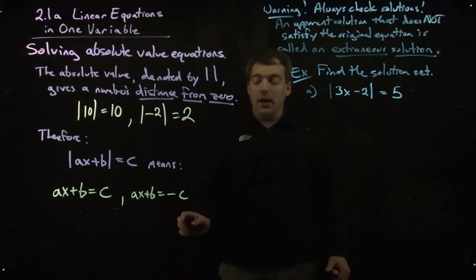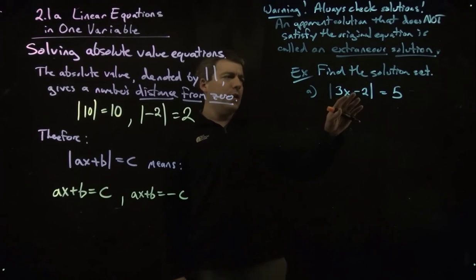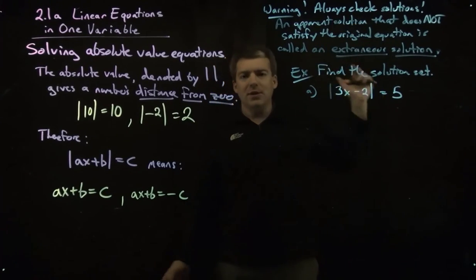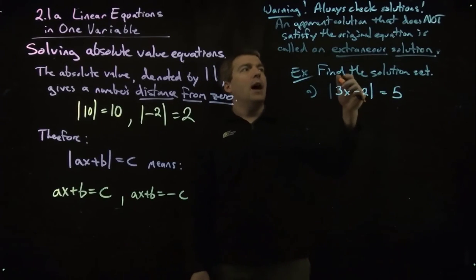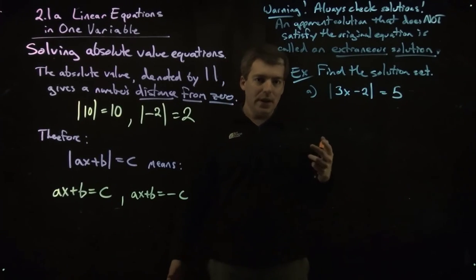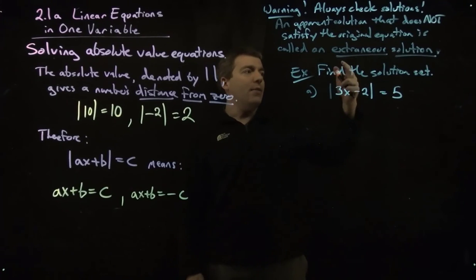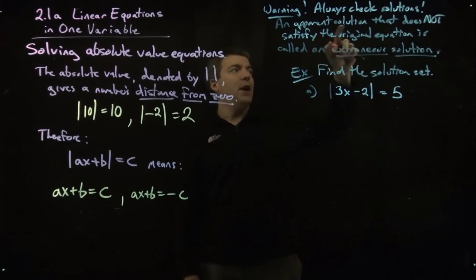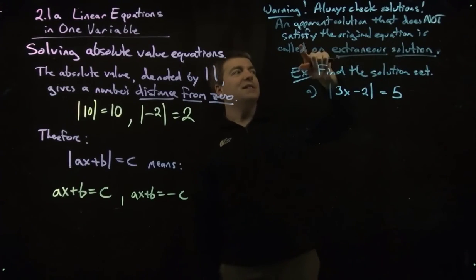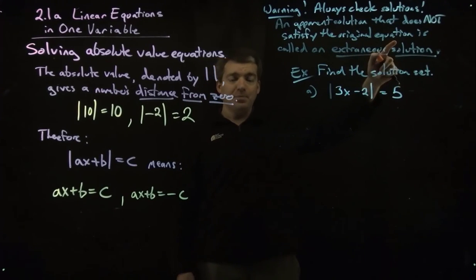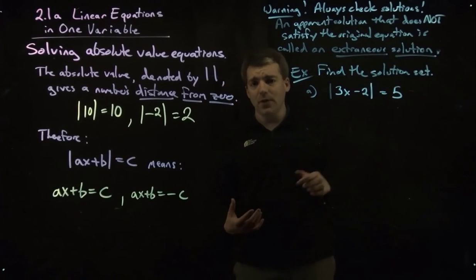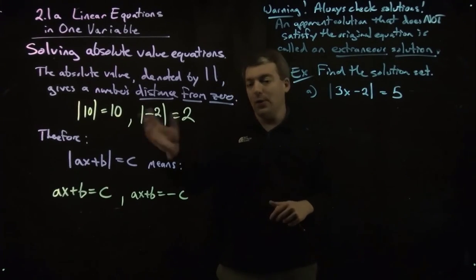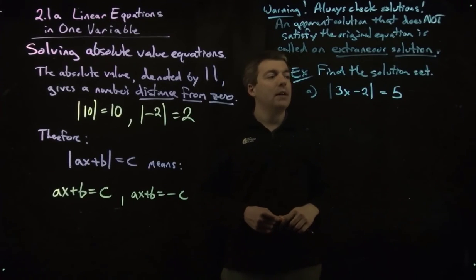Another thing before we tackle an example, we need to always check our solutions. It's good practice anyway, but for absolute value equations, it's necessary because we might have what's called an extraneous solution. An extraneous solution is an apparent solution that does not satisfy the original equation. These can appear when we're solving absolute value equations. They can also appear when we're solving quadratic equations, as we'll see later.